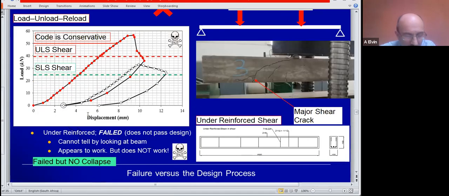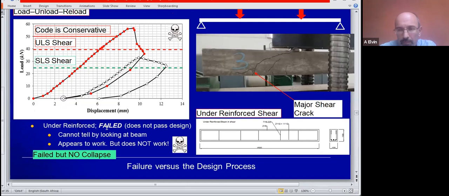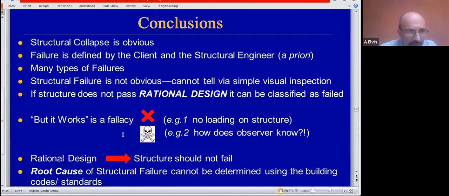All right, so now, no collapse again. So as we said, with the three beams it was impossible to tell which has failed and which has not, without knowing what's inside the beam and without doing experiments. We do not have the luxury of determining what works and what does not work just because it is up in the sky and has not collapsed.